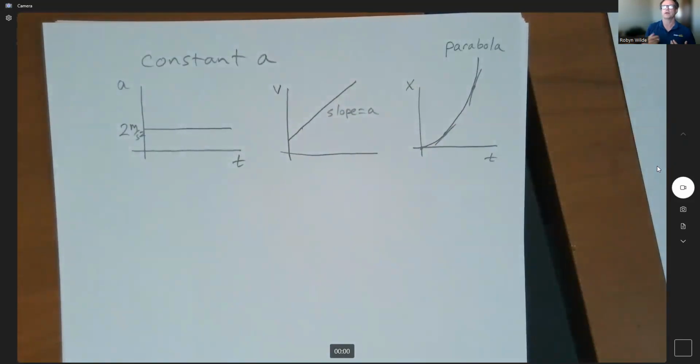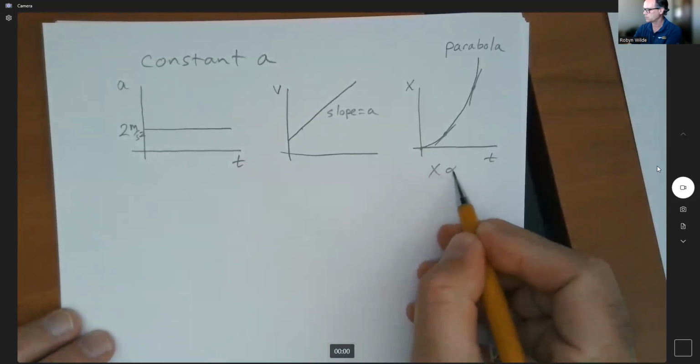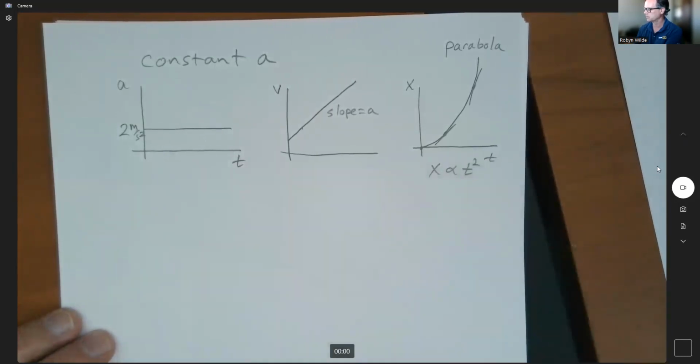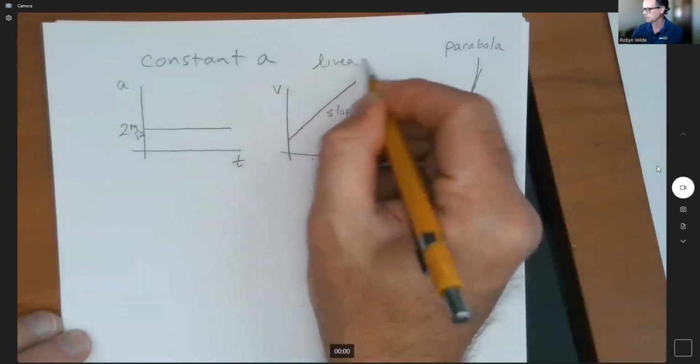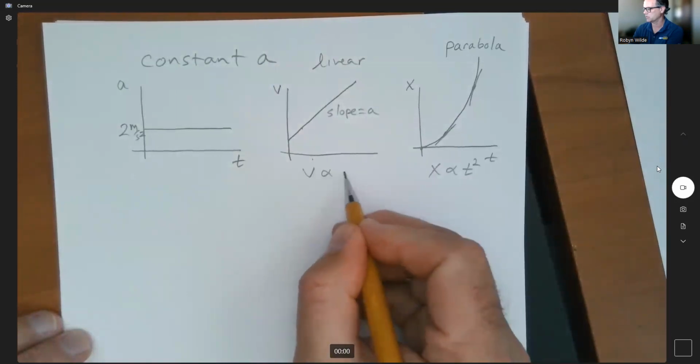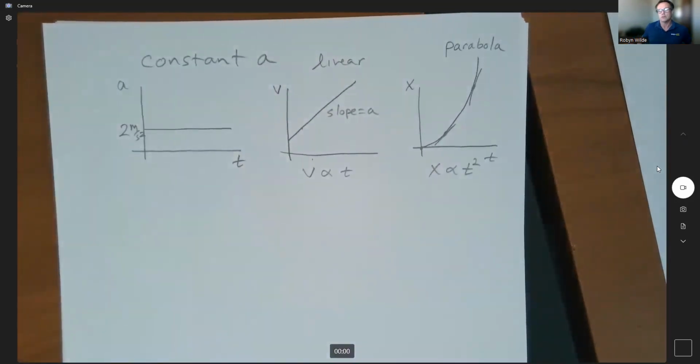And if you remember, a parabola is a quadratic relation. So x is going to be proportional to the time squared. Now here, if you have a straight line, that's a linear relation, and velocity would be proportional to the time. So that's kind of a description of constant acceleration.